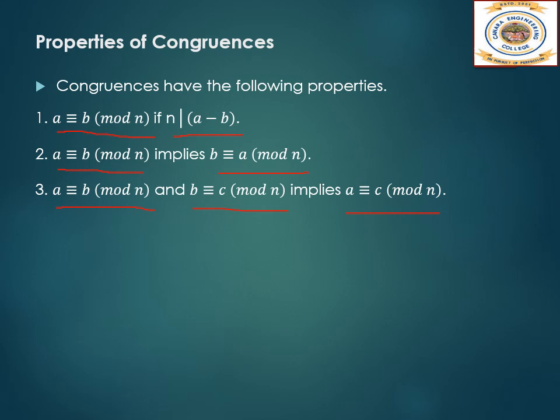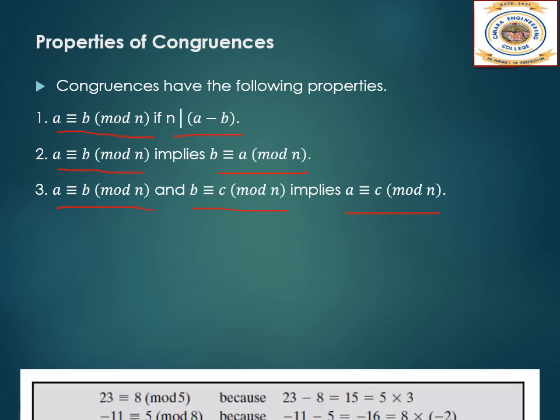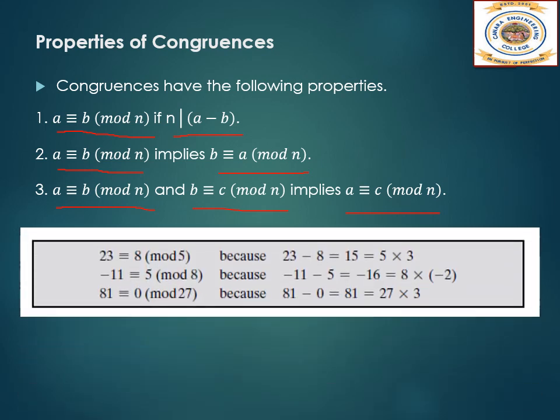Now let us see an example to prove these properties. We will see an example to prove the first property, that is this one. So here is an example where 23 is congruent to 8 mod 5.